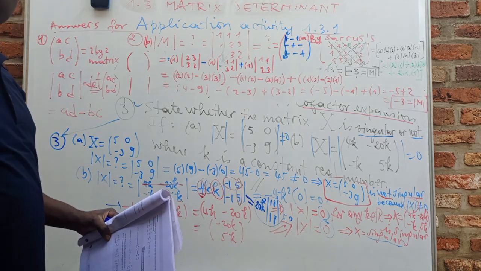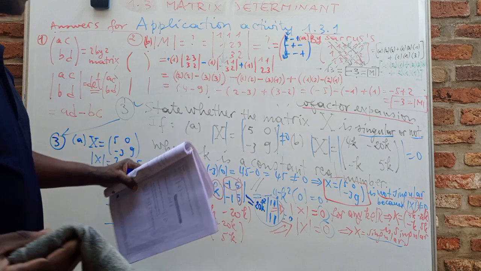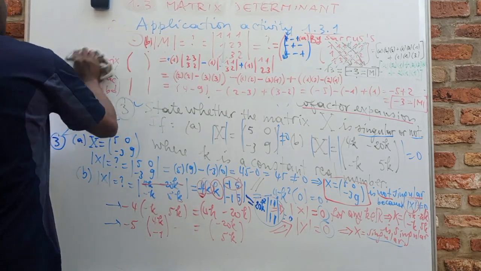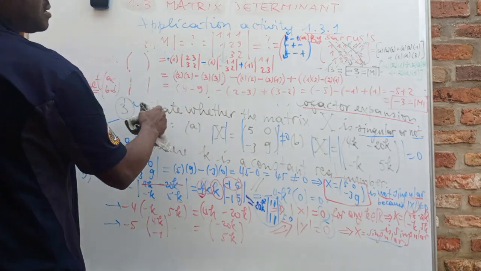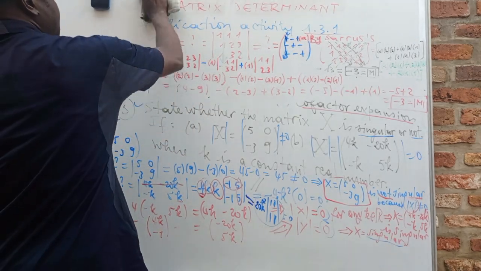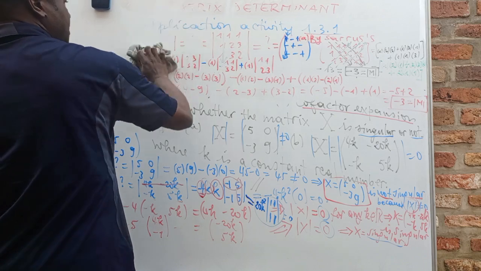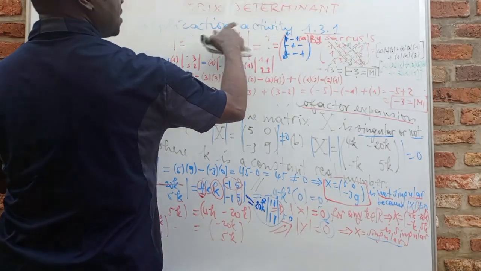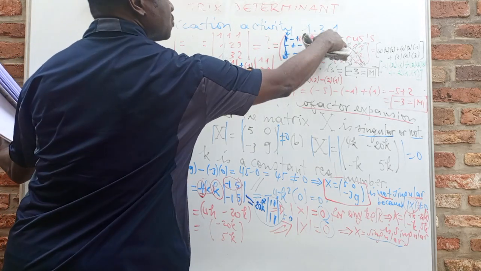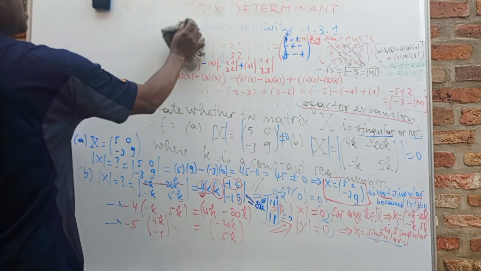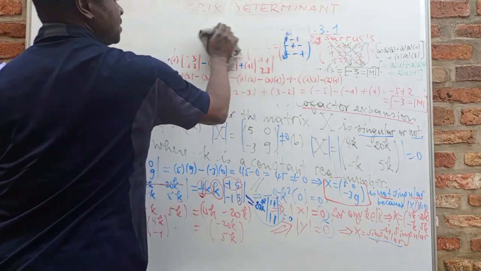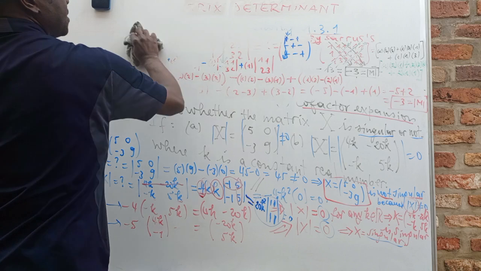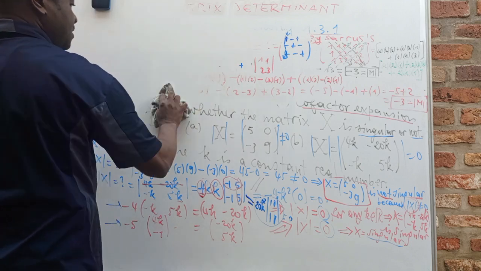Okay, now let us have another activity. After this, this is video 13, I think. I'm sure it must be. So let us do the next activity. Now, learning activity 1.3.2. This is what we are dealing with, the matrix determinants. Still, this is what we are doing. Let us do this.